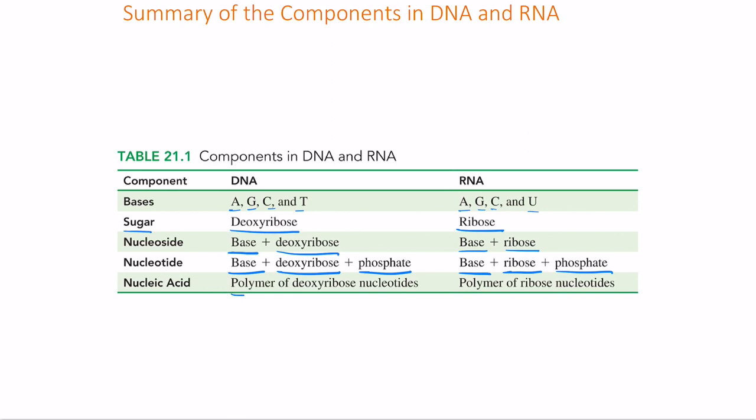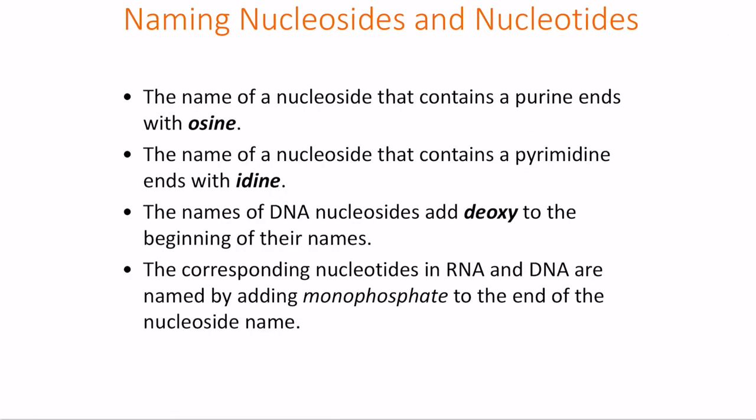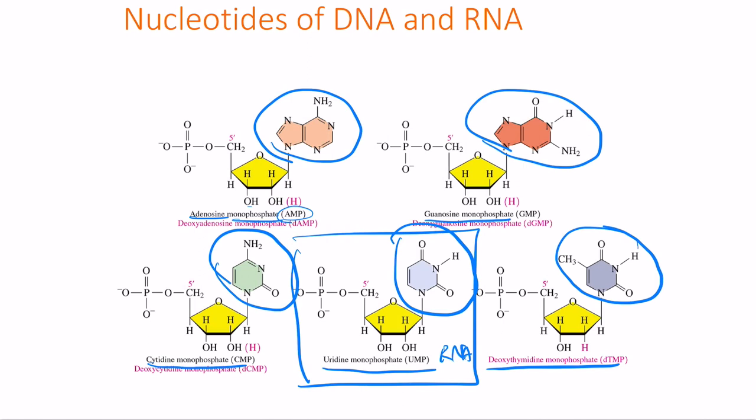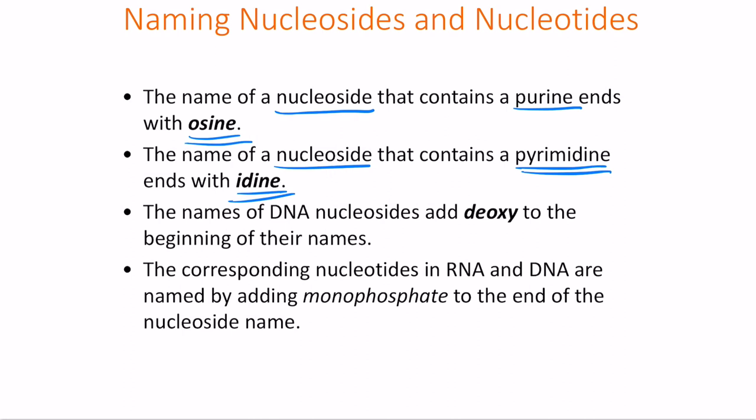And DNA is a polymer of deoxyribonucleotides, and RNA is a polymer of ribonucleotides. Now, the name of a nucleoside that contains a purine generally ends with osine, and the name of a nucleoside that contains a pyrimidine generally ends with idine. So notice that adenosine is a purine, and you have guanosine, which is again a purine. So remember, if it involves a purine, it ends with osine. If it's a pyrimidine, it ends with idine.